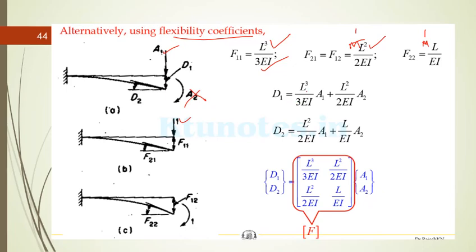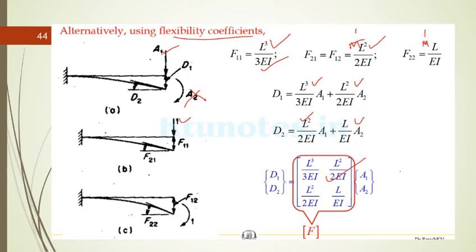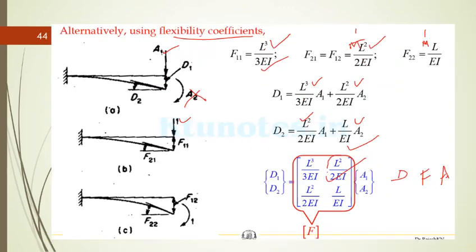So D1 is equal to F11 A1 plus F12 A2. D2 is equal to F21 A1 plus F22 A2. And we'll get the same flexibility matrix as the previous one. Instead of D we got delta and theta for the previous one, and the real actions were written in the previous matrix, but here it is D, F and A. Whatever the flexibility coefficients will be the same, and always it will be symmetric. This value will be equal to this value, and these values will never be equal.